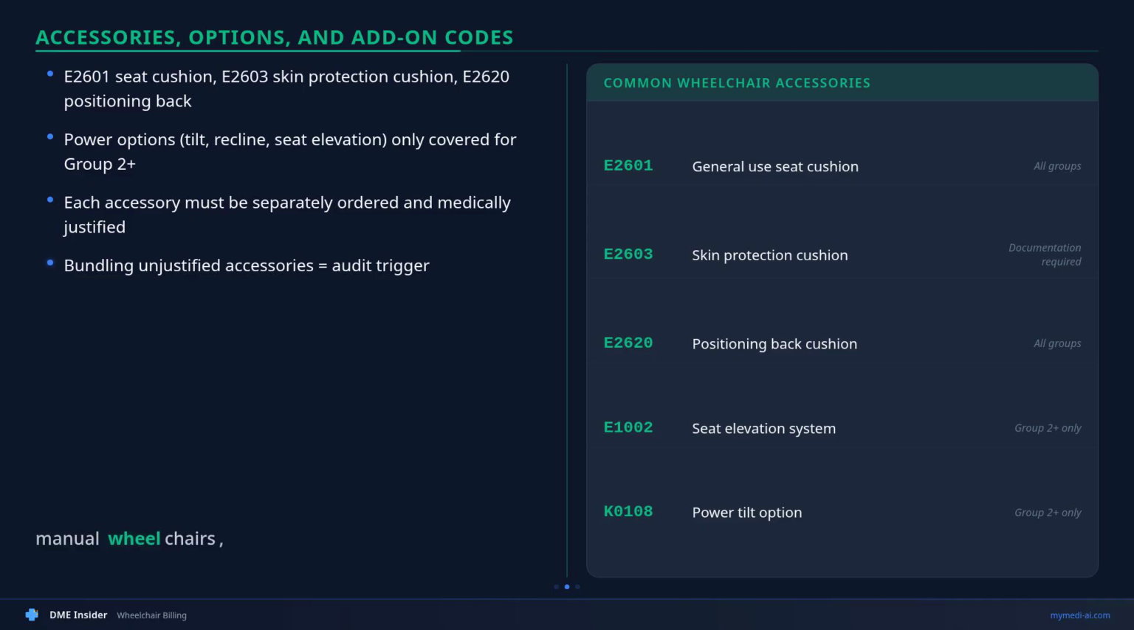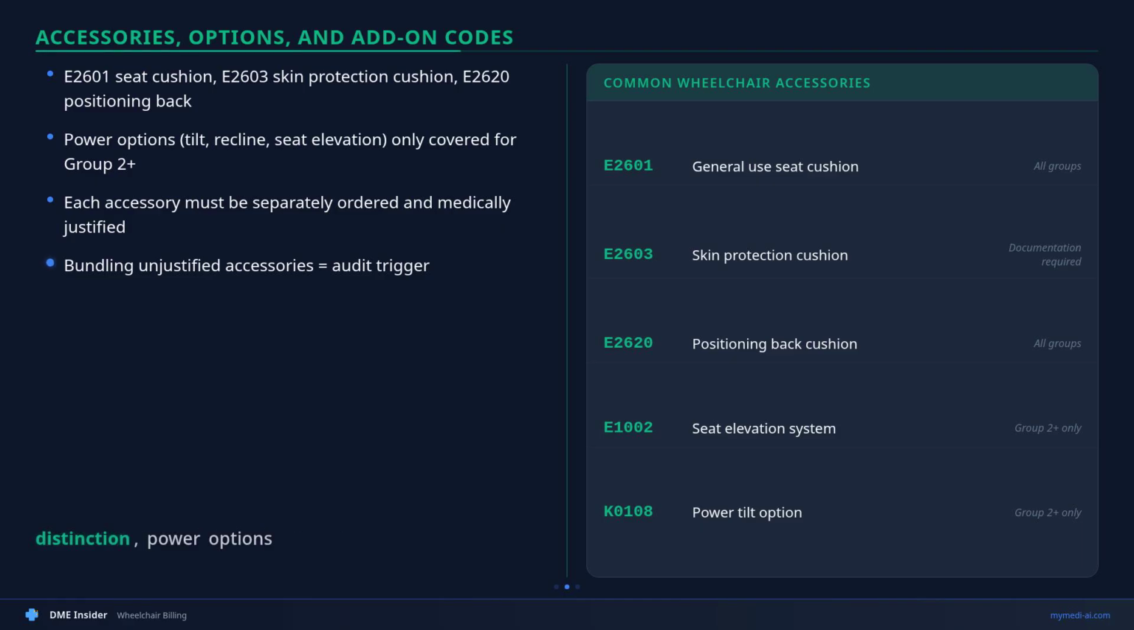For manual wheelchairs, common accessories include E0552, elevated leg rests, E0555, armrests, E2210, positioning belt, and E0967, manual standing frame. Each accessory must be ordered separately by the physician and must have medical justification in the record. Bundling accessories that aren't medically justified is an audit trigger.